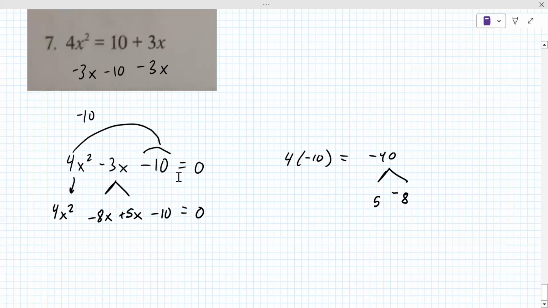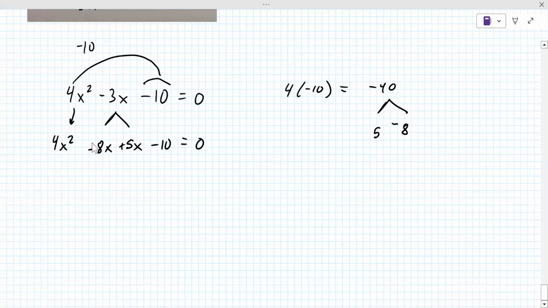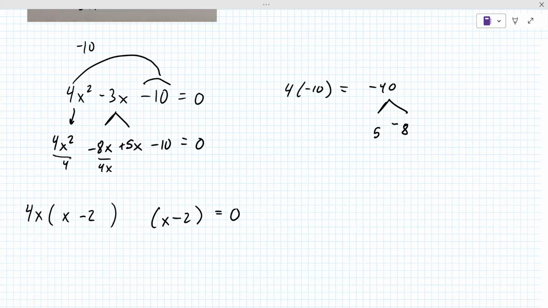Just like the previous problem, you've got to find a GCF here. So the GCF ends up being 4x. So you're dividing both of these by 4x. That becomes x minus 2. And then you immediately write x minus 2 over here. So go ahead and get caught up.